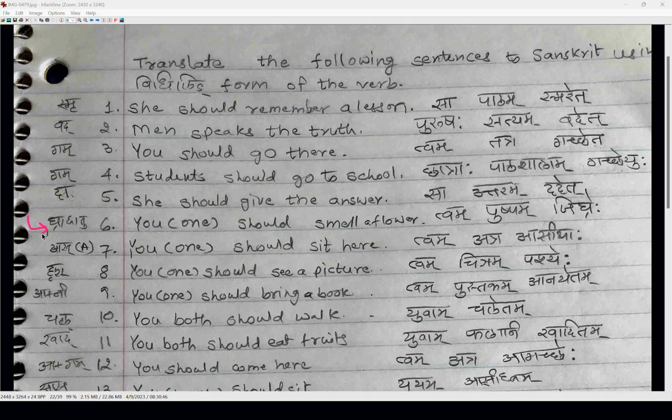You, one, should smell a flower. Tvam pushpam jighrehe. You, one, should sit here. Tvam atra asithah. Number 8. You, one, should see a picture. Tvam chitram pashyehe. Asitha, from where did you get that?